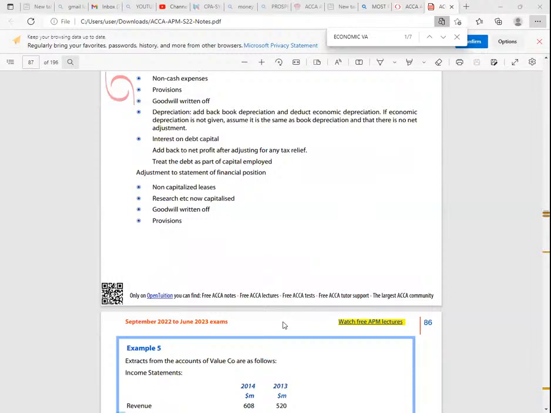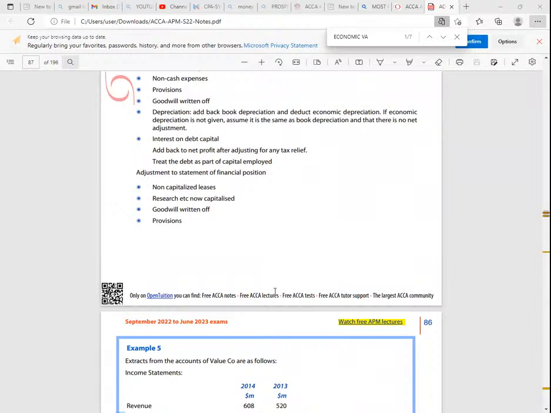Adjustments to the statement of financial position, for the students who are in my last class. We said that any non-capitalized leases have to be capitalized. Research, etc. now has to be capitalized. Any goodwill that was written off in previous years has to be written back. Right? Provisions, ladies and gentlemen, you have to take them back to the balance sheet. And then they're giving us a good example. Let me go through the charts first of all.